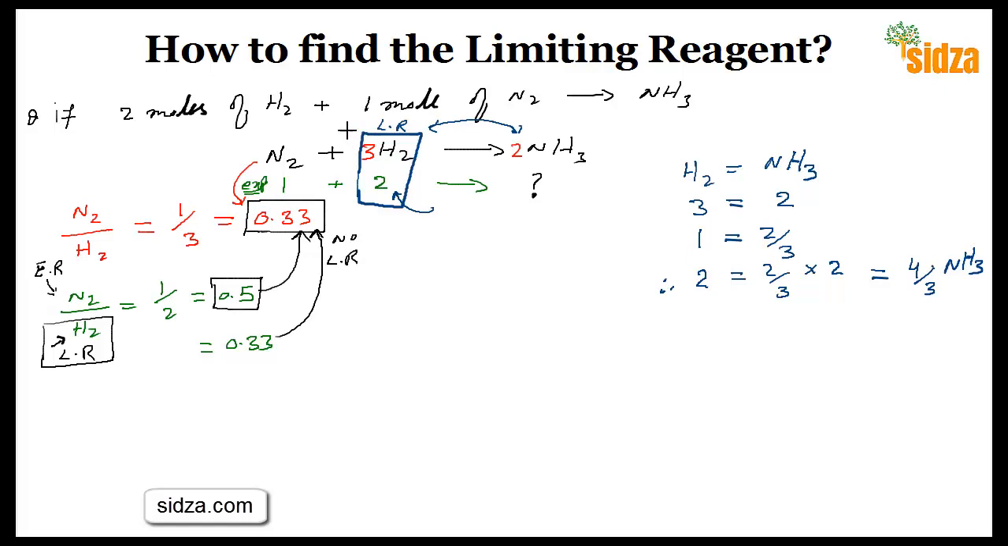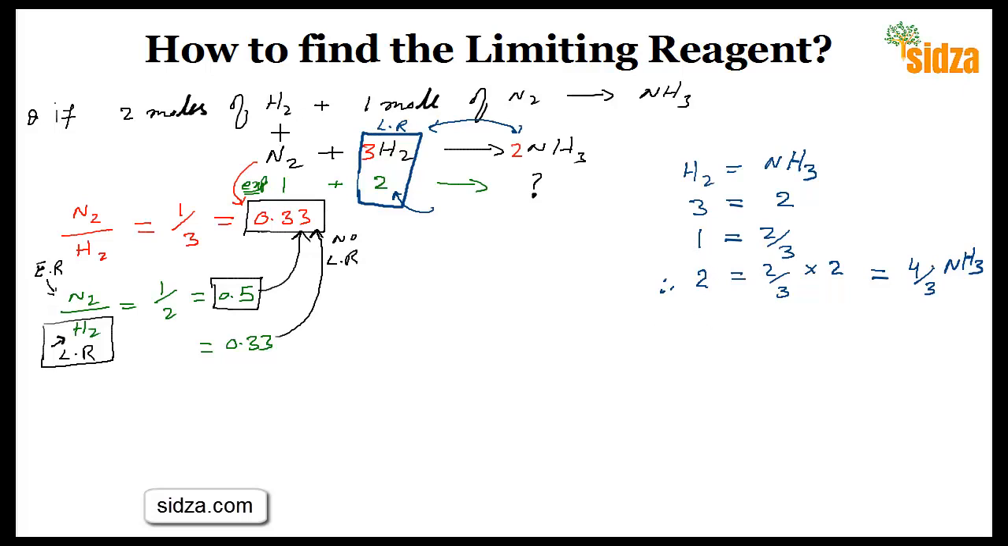We can also find the amount of the excess reagent that will be consumed, right? We can find out how many moles of nitrogen, which is the excess reagent in this case, will be consumed. We have 1 mole of nitrogen, but the 1 mole of nitrogen will not be completely consumed. Some amount of that will remain unreacted at the end of the reaction.